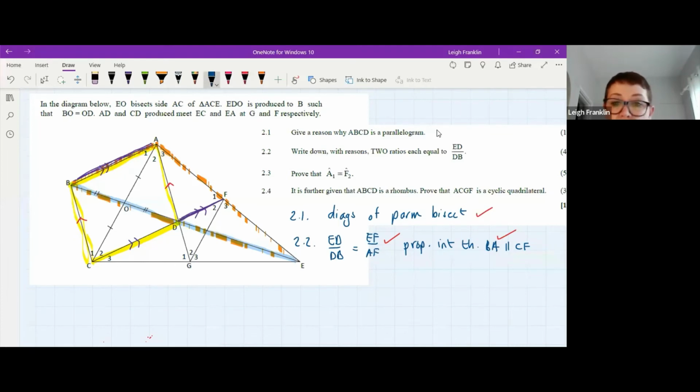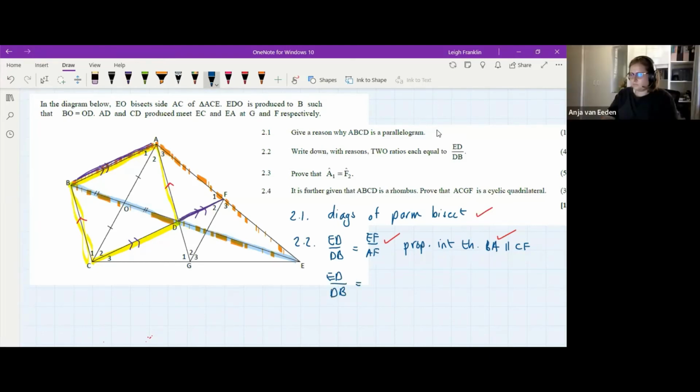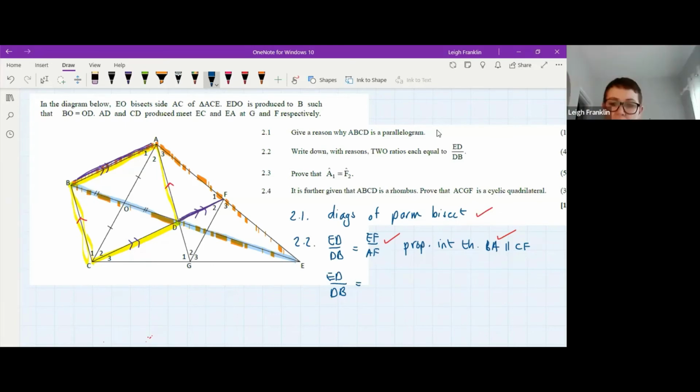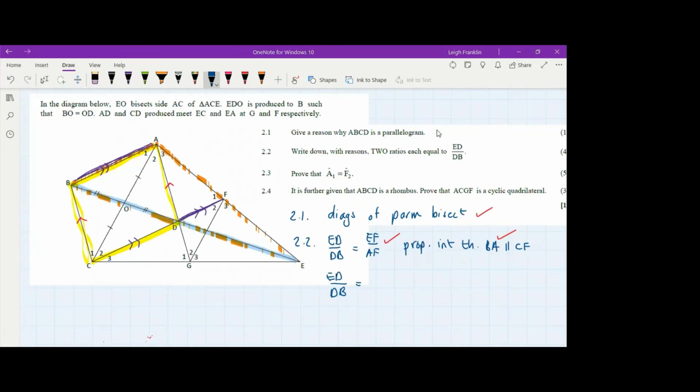Now working in the other triangle, Matrix, we've got again, ED over DB is equal to what? The young man who was talking earlier, do you want to say the answer? Ma'am, would it be CG and GE?